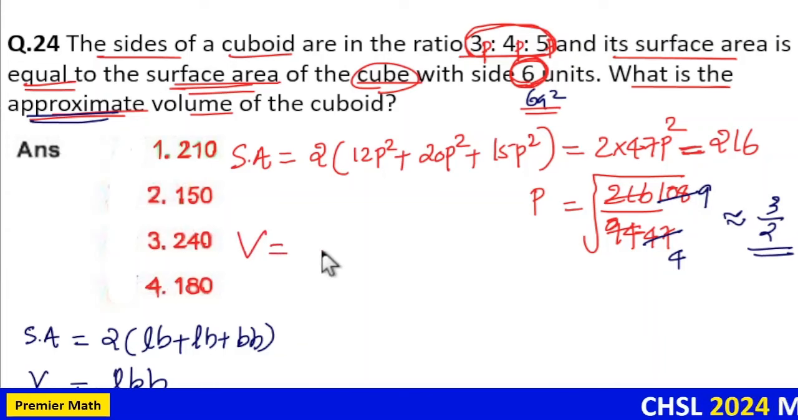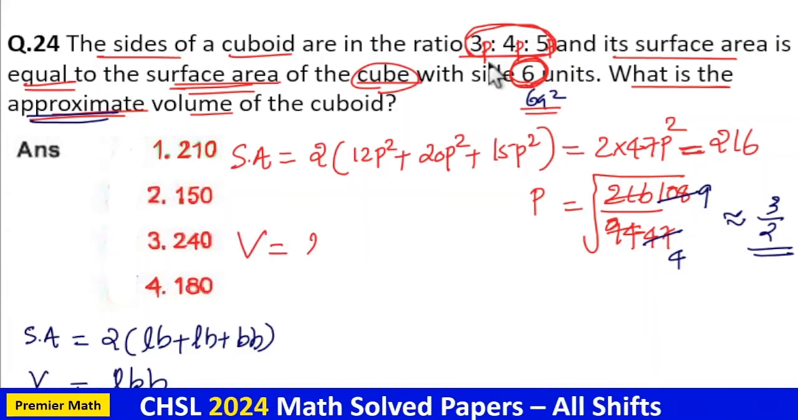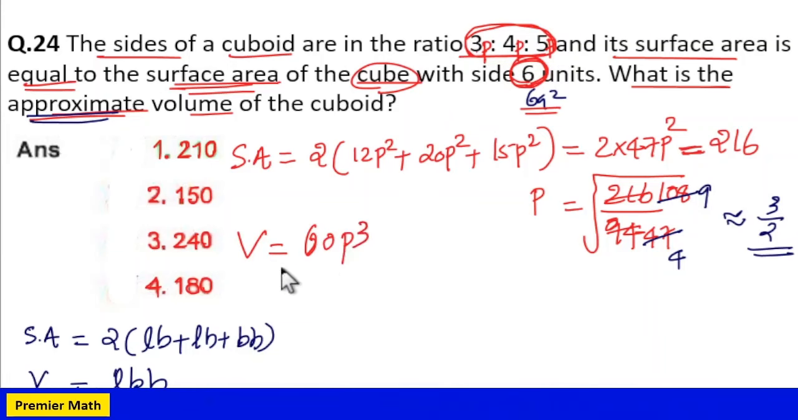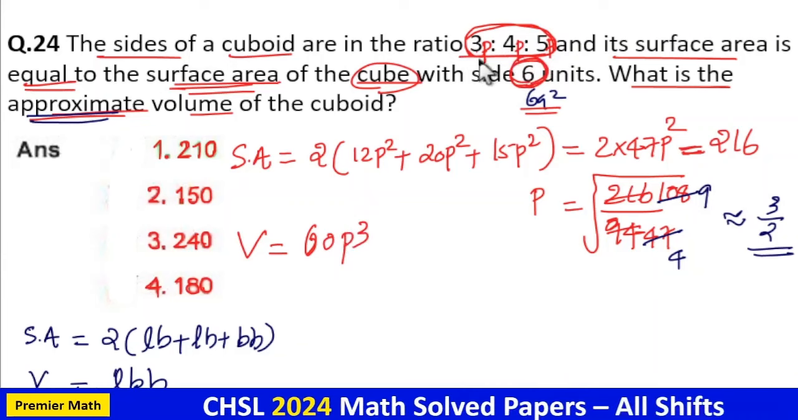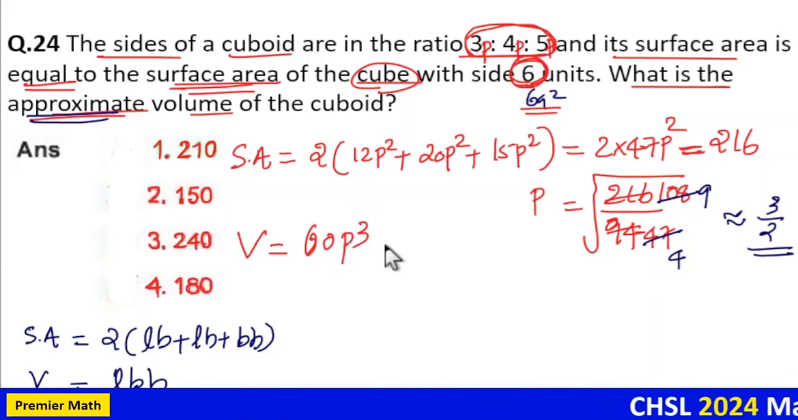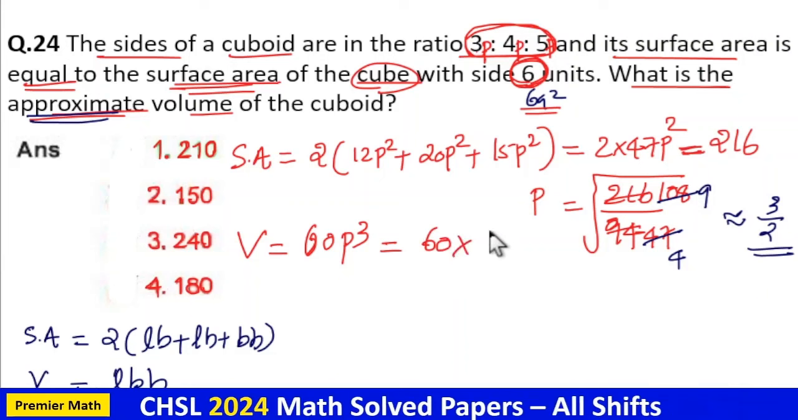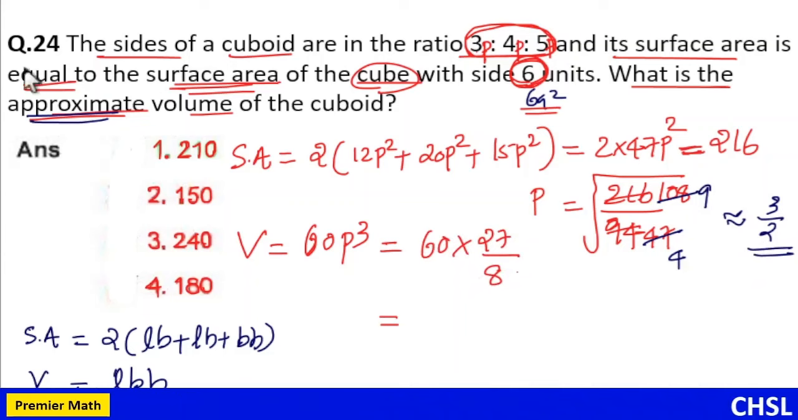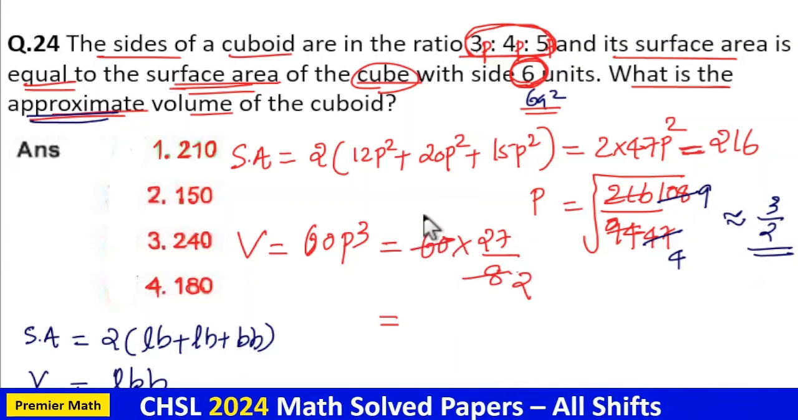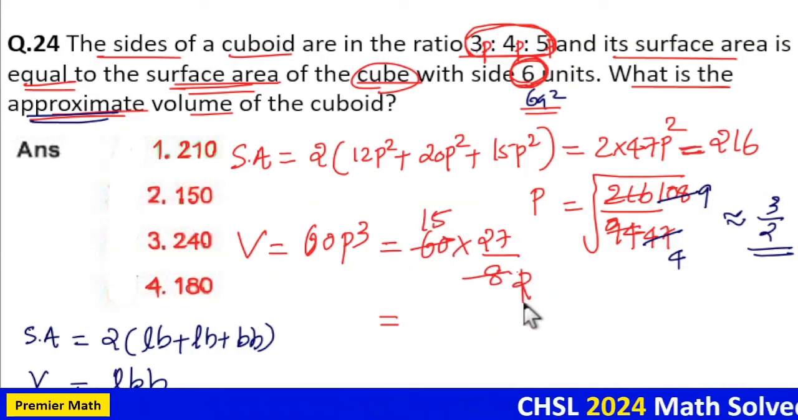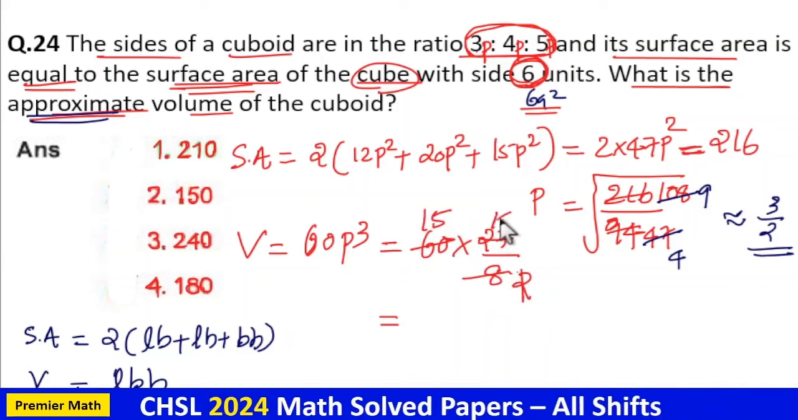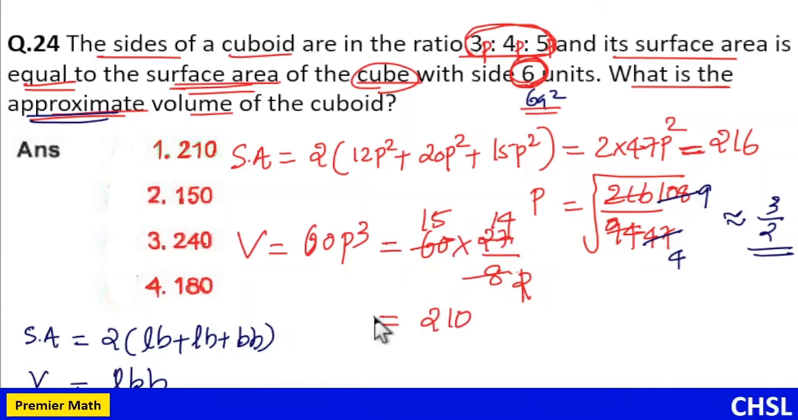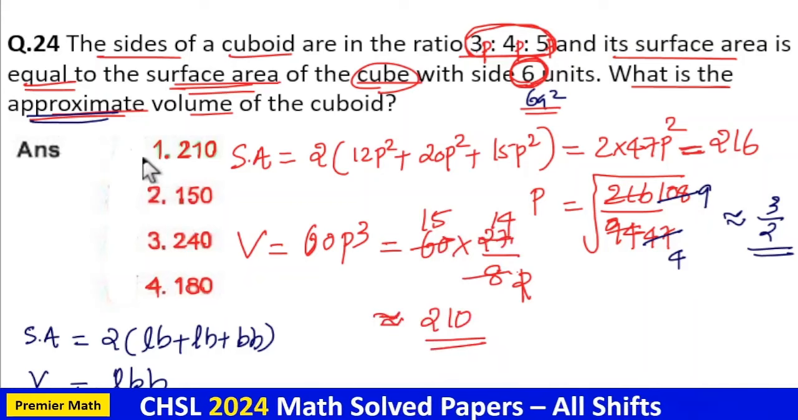Volume is equal to LBH. LBH is 3 into 4 into 5, which is 60 P cubed. 3 part into 4 part into 5 part is 3 into 4 into 5 into P cubed. So 60 P cubed is 60 into 3 cubed, 27 by 2 cubed, 8. Now 4 goes 2 times in 8, 4 goes 15 times in 60. And if I approximate it as 28, 2 goes 14 times in 27. So 15 into 14 is 210. So this is the approximate value. So option 1 is your answer.